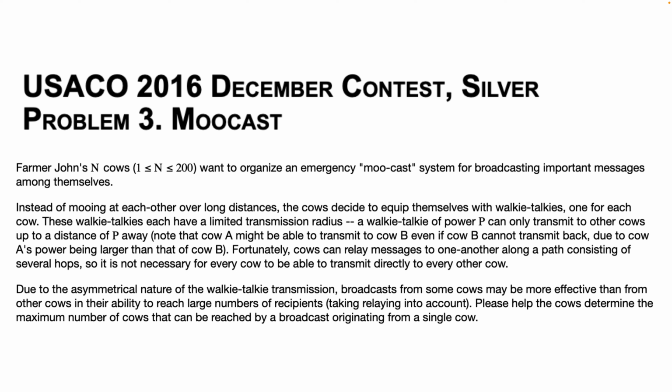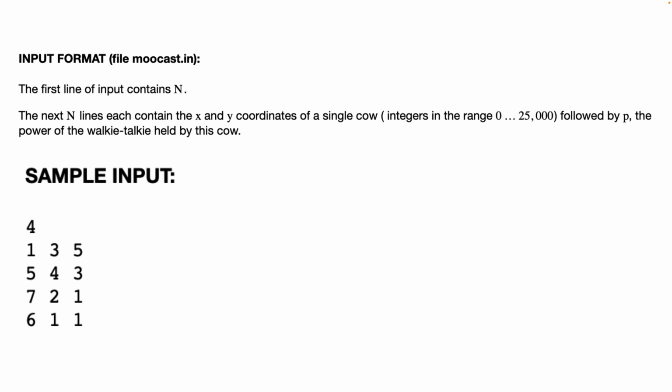First, we'll need to read the input, of course. The first line of input will be N, and the next N lines will contain the X and Y coordinates of a single cow, followed by P, which is the power of the walkie-talkie held by this cow. So this input says that there will be 4 cows. The first cow is at coordinate 1, 3 with power 5. The second cow is at 5, 4 with a power of 3. The third cow is at 7, 2 with a power of 1, and then 6, 1 with 1.